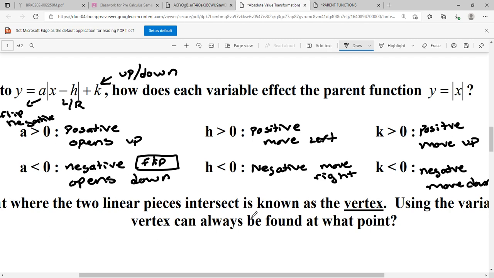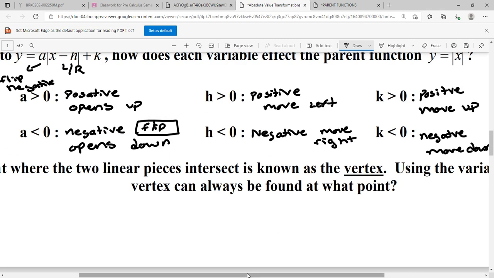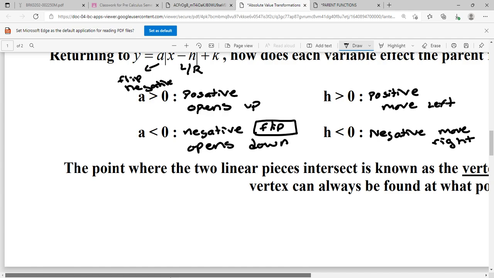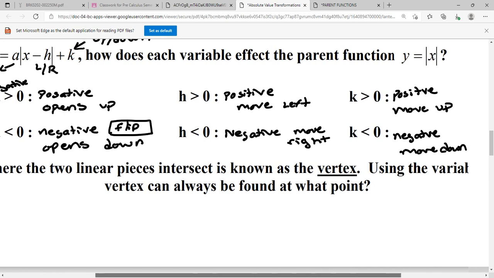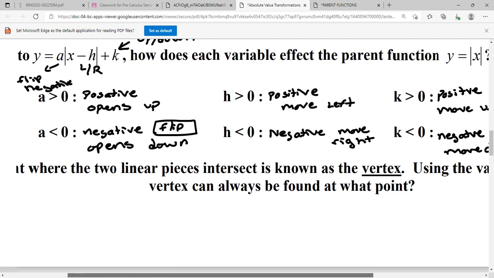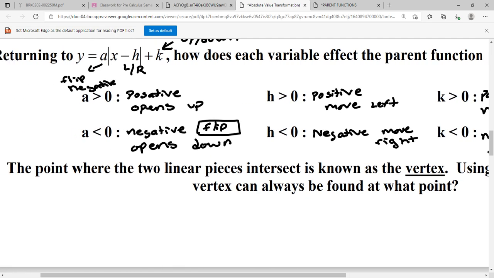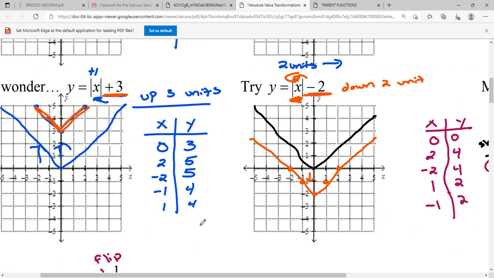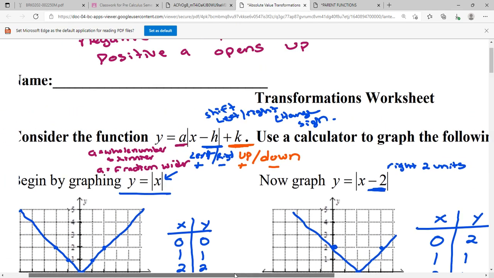All right. Okay, so then it says, the point where the two linear pieces intersect is known as the vertex. Using the variables above, the vertex can be found at what point? And we just talked about that. That's really easy. It's at HK. Now, we can look back at some of these and see if we can find the vertex real quick, because that's one of the assignments will just be find the vertex.